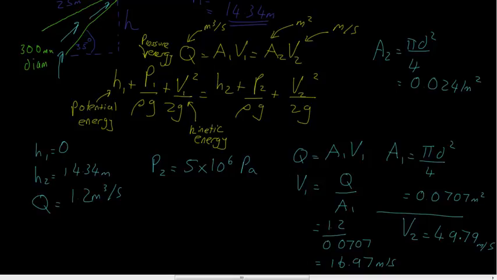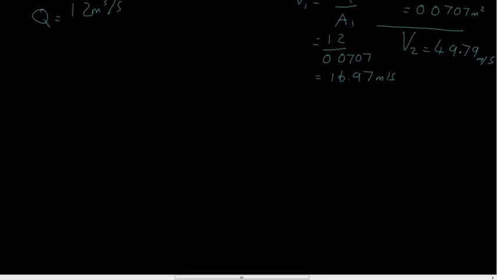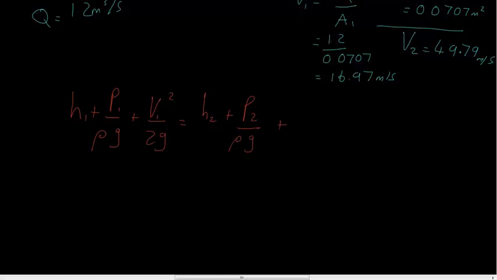Now we can use Bernoulli's. So here we're trying to find P1. We know everything else. We know H1. We know rho, we've been given the relative oil density. We know G. We know V1. We know G again. We know H2. We know P2. And we also know V2. So we're ready to go. So let's just write out the equation again so we can refer to it. H1 plus P1 over rho G plus V1 squared over 2G is equal to H2 plus P2 over rho G plus V2 squared over 2G.